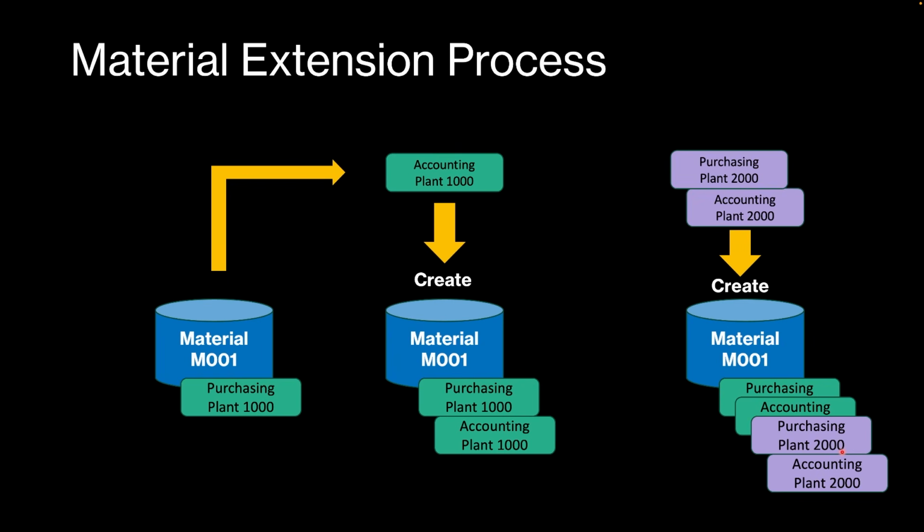Okay, so in this case, we saw in the first step what we did, we extended this material to a new view, that is the accounting view for plant 1000. And in the next step, we extended this material in a new plant, that is plant 2000, with purchasing and accounting view.